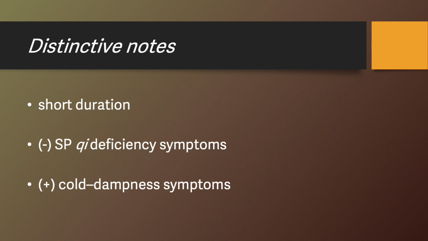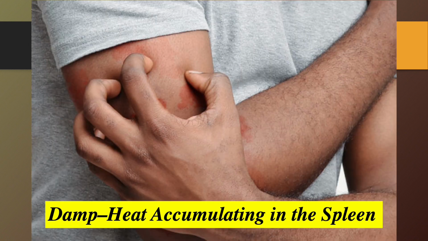The distinctive points of this pattern include a short duration, an absence of spleen qi deficiency symptoms, and obvious cold dampness symptoms. Damp heat accumulating in the spleen manifests as internal damp heat affecting the middle jiao. The main contributing factors include over-ingestion of sweet fatty food, excessive consumption of alcohol, and external contraction of damp heat.